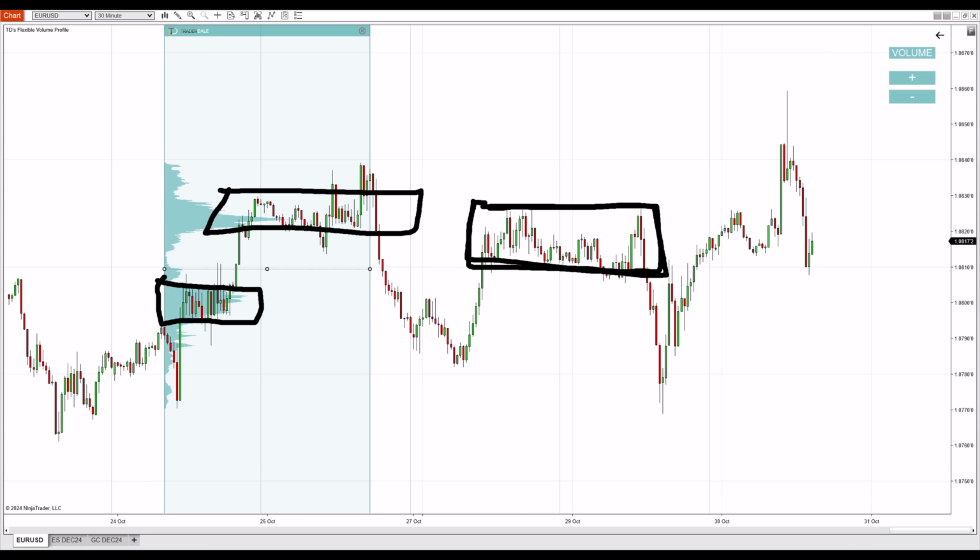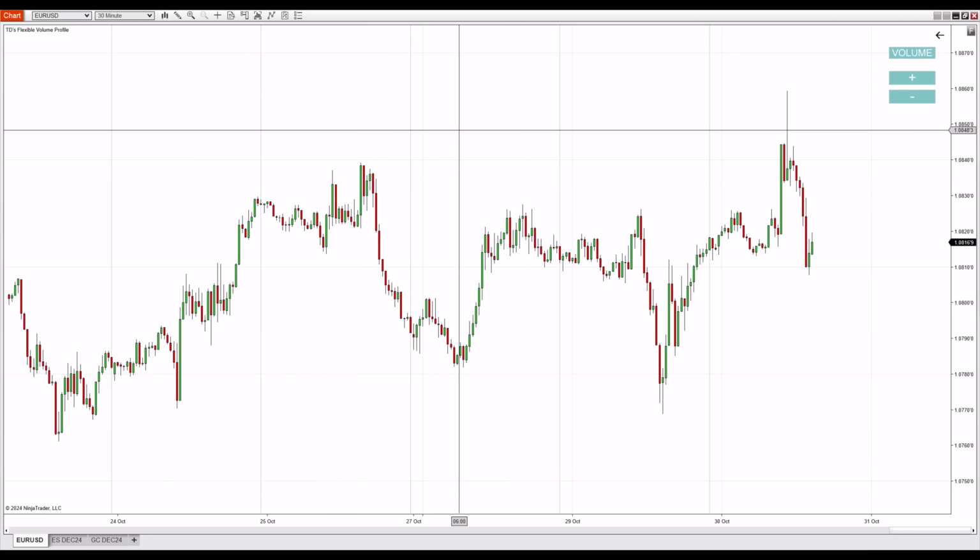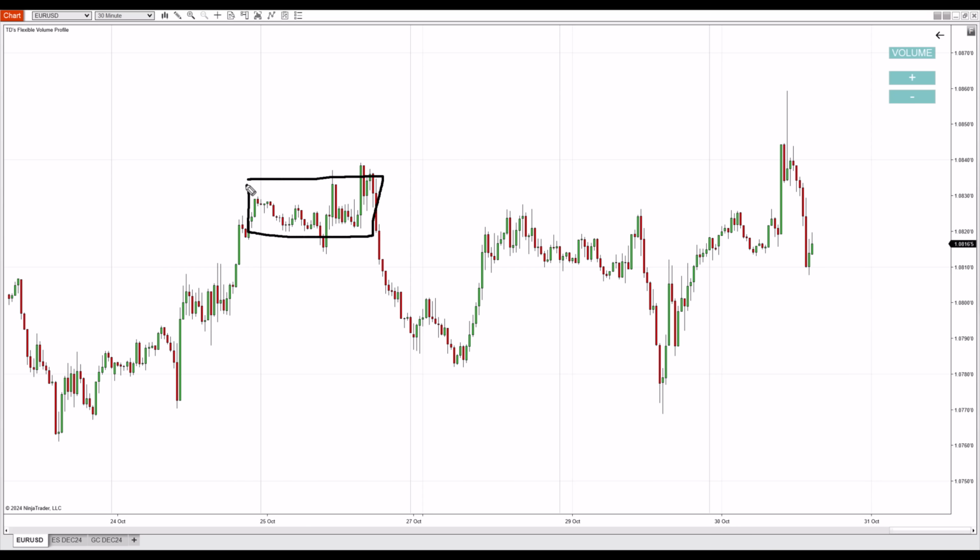Now, another important thing here is that the longer the rotation, then usually the stronger the trend that comes after the rotation, right? So the longer the rotation, the longer it is, the stronger and longer the trend. So keep that in mind, because this is also a pretty important piece of information.